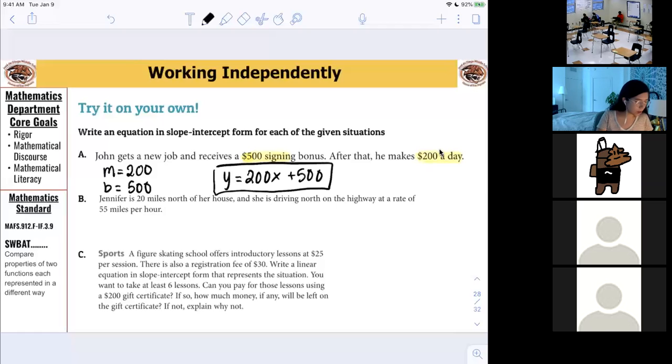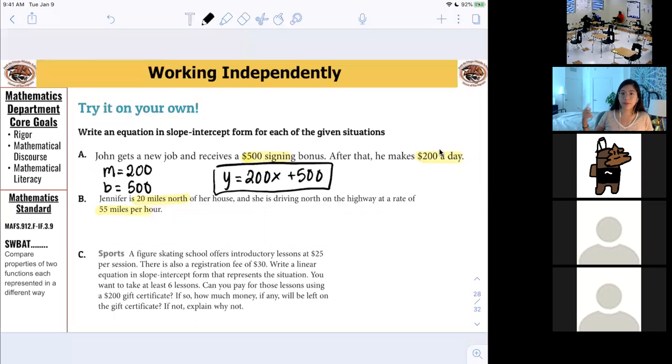Beautiful. Okay. For B, Jennifer is 20 miles north of her house and she is driving north on the highway at a rate of 55 miles per hour. What's my slope? 55. 55, which means my y-intercept is 20. And now just to make sure, because you always want to make sure if it's going to be positive or negative, is she getting further and further from her house, or is she on her way back? Read it carefully. Further away.